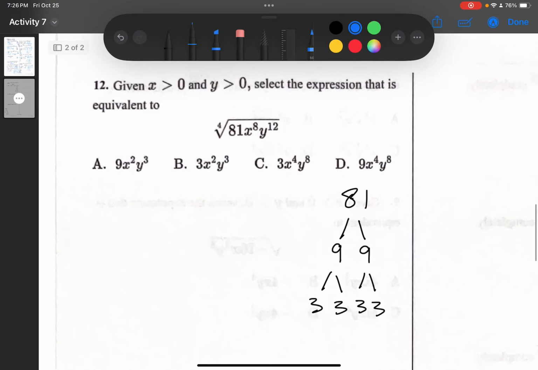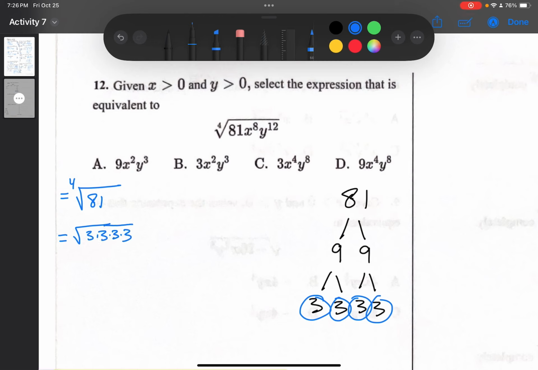Now, for 12, we are trying to find groups of 4, right? So we're going to split up that 81, which I did over here, into four 3s. That was what we found using that factor tree method. So we see that 81 is the same as 3 times 3 times 3 times 3, right? And we're still having that 8, right? And y to the 12th. And same thing, right? Of 8 over 4 and 12 over 4, right?